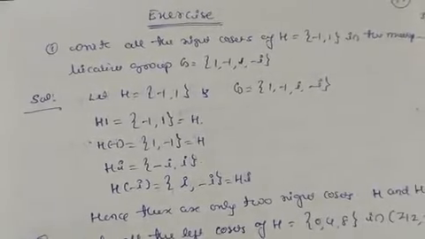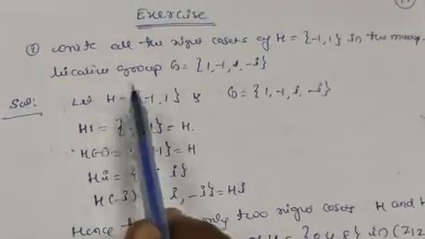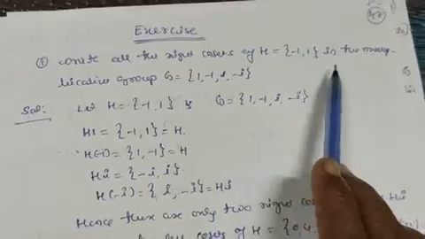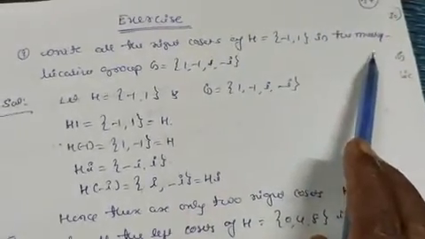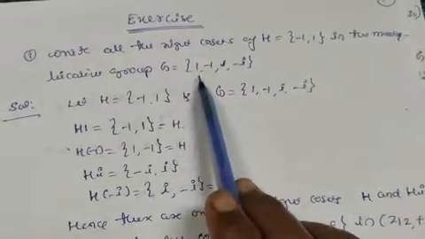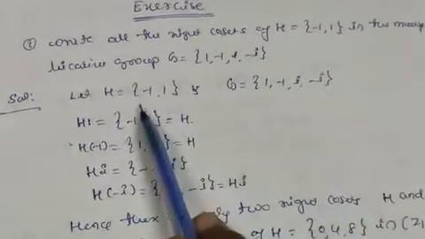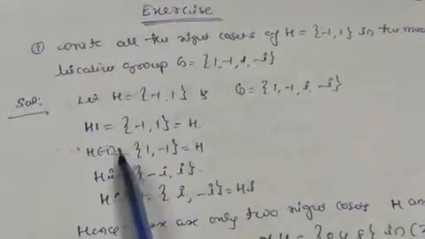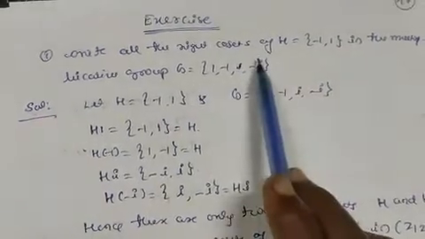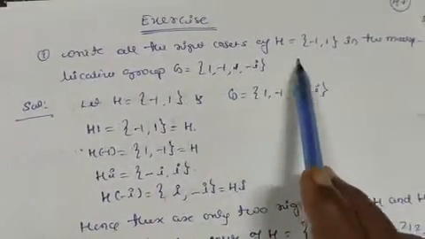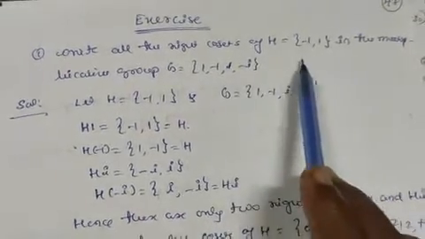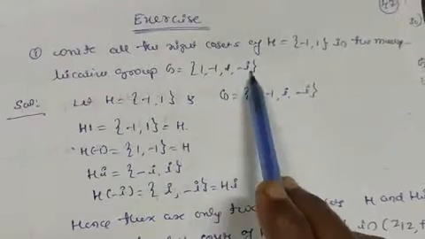Here we have some examples from exercises. So let us take one example. Write all the right cosets of H equals {-1, 1} in the multiplicative group G equals {1, -1, i, -i}. So here H is {-1, 1} and G is {1, -1, i, -i}. It is a multiplicative group. So the elements are 1, -1, i, -i. You have to multiply each element of H with all these 4 elements.